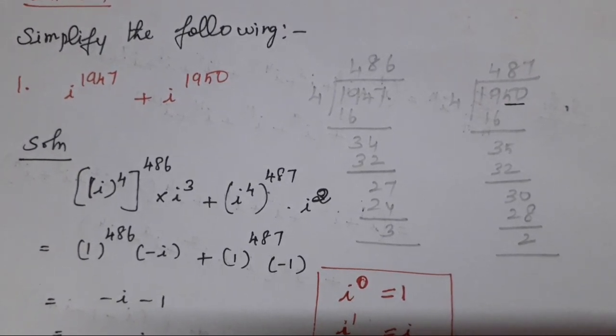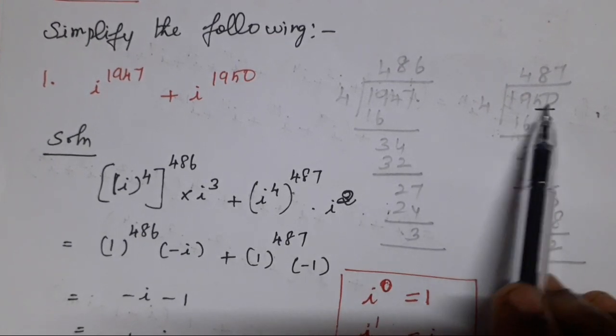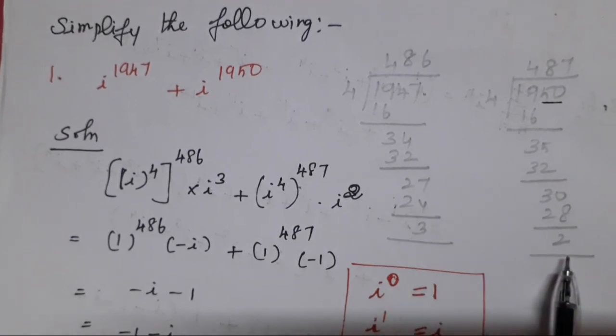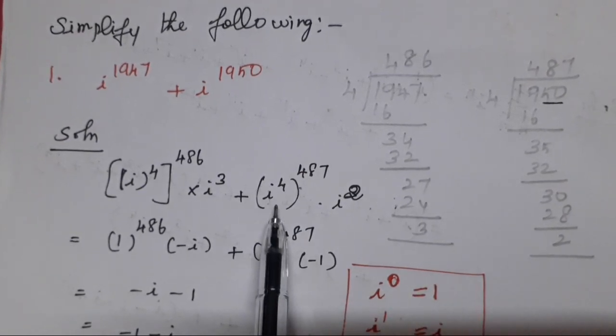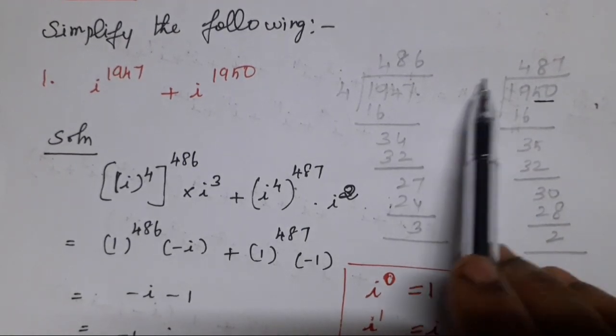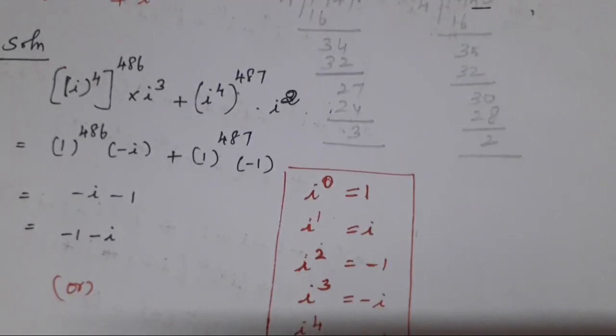See, I teach these 2 steps. First method I follow. So 1950 divided by 4, what is the quotient? 487. The remainder is 2. This is rewritten as i power, first you write i power 4 whole power, which is divisible by 4. i power 4 we know is 1. The value, always remember it.